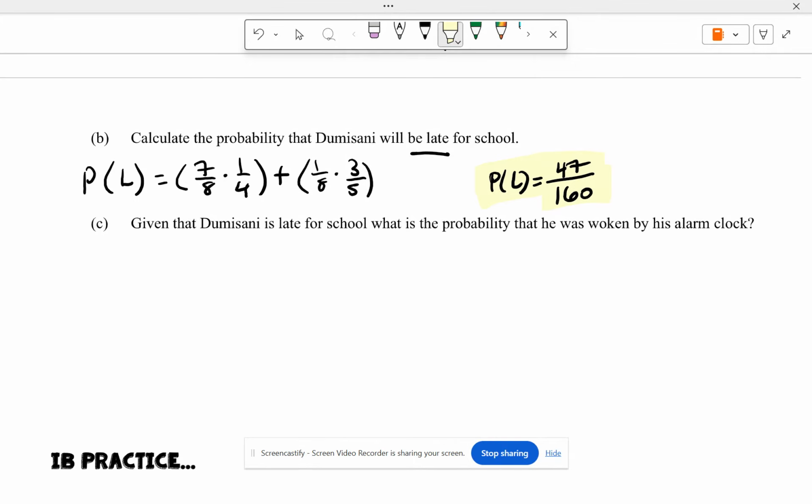So given that Dumisani is late for school, get in the habit of, given that you write your slash on the paper, given that Dumisani is late for school, what is the probability that he was woken up by his alarm clock? Okay, Damien told me that he requested to sing the song this time, so go ahead, Damien, take it away.